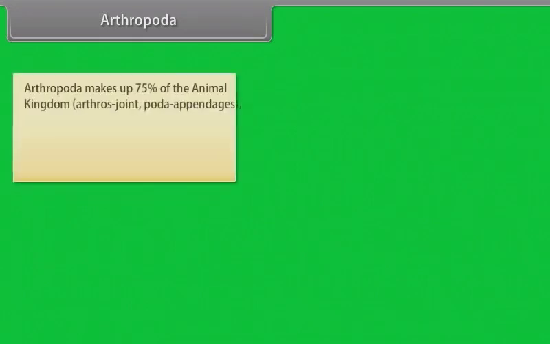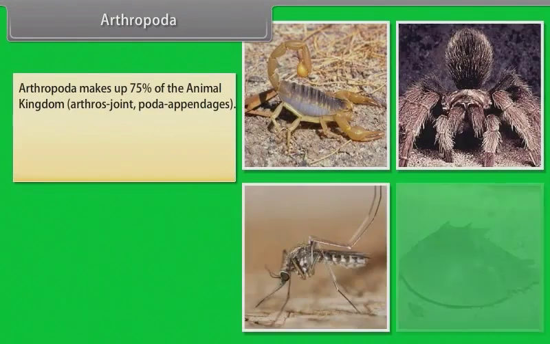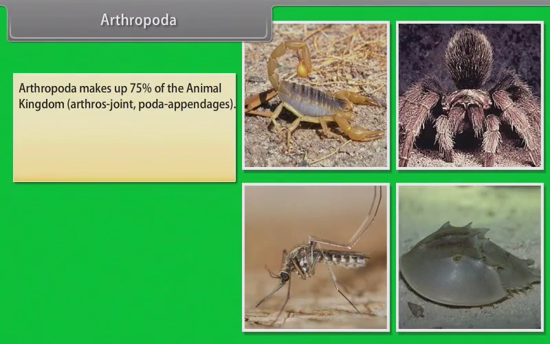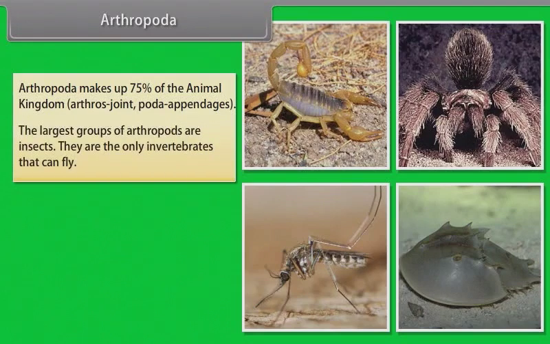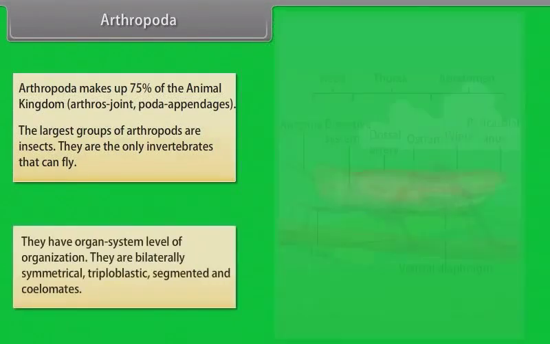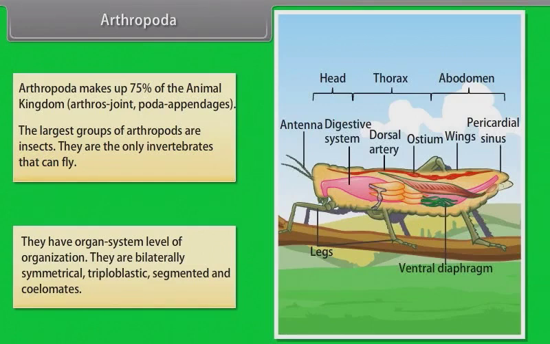Arthropoda. Arthropoda makes up 75% of the animal kingdom. Arthros means joint, poda means appendages. The largest group of arthropods is insects. They are the only invertebrates that can fly. They have organ system level of organization.